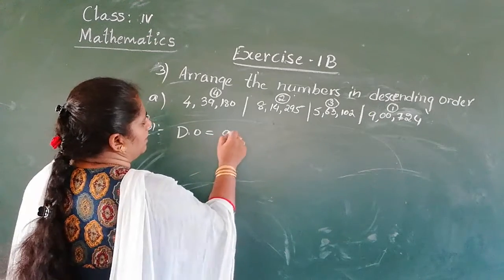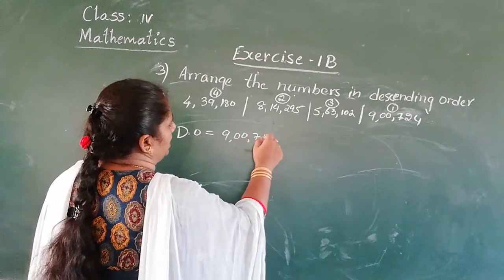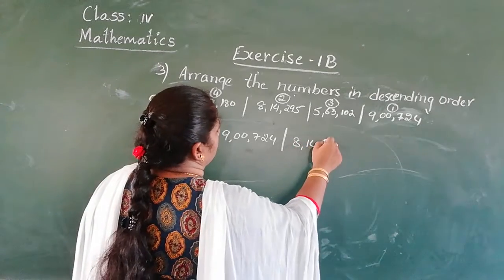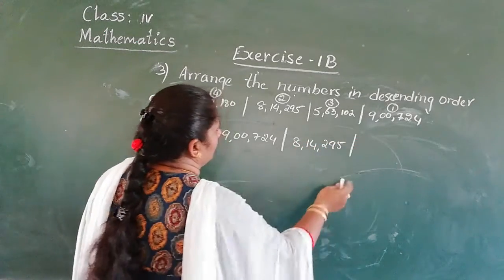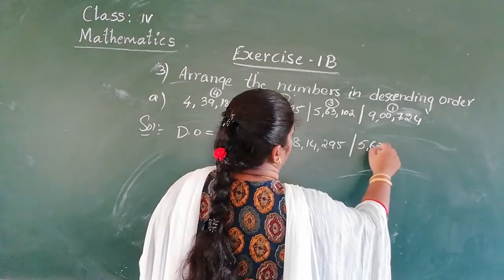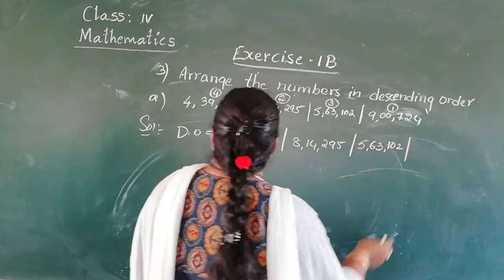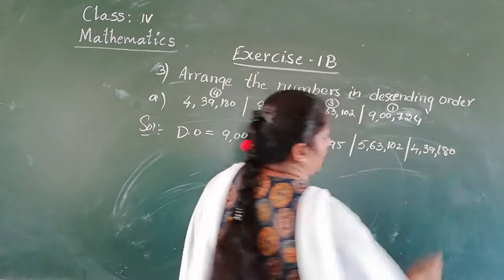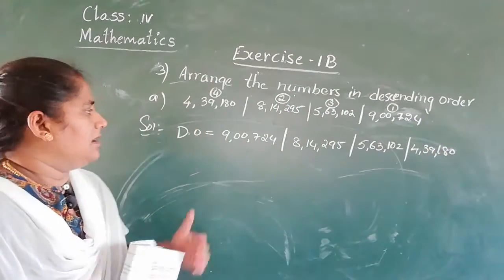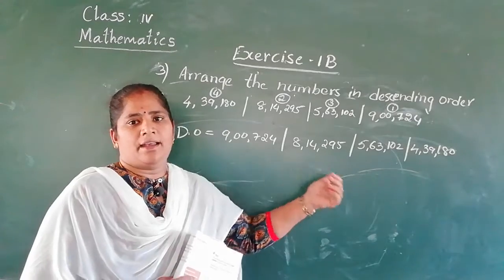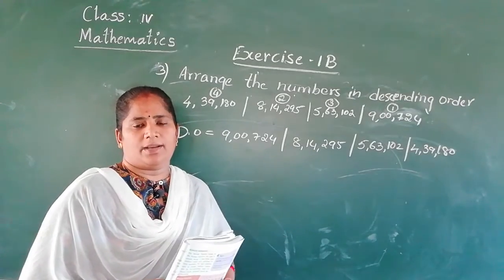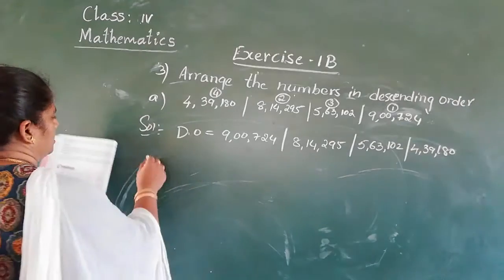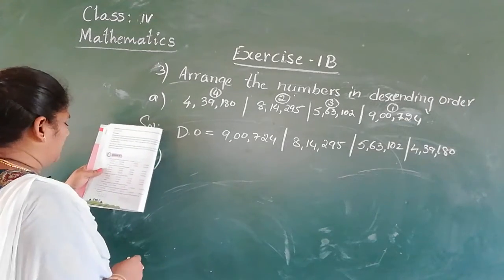Yes, write down 9,724. Next, 8,14,295. Next, 5,63,102. Next, 4,39,180. Okay, so like this we'll write the numbers in descending order. Okay, children. And now B. So note down B, Nana, and do it yourself.